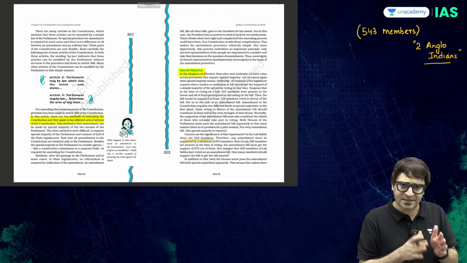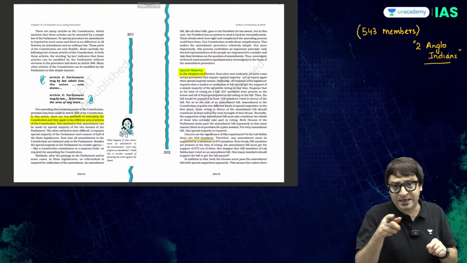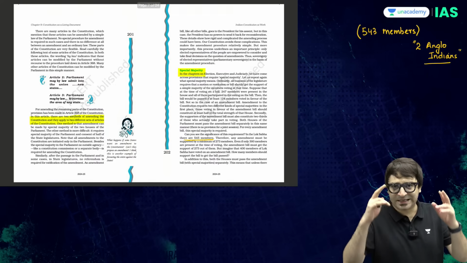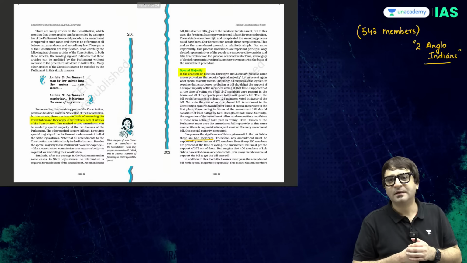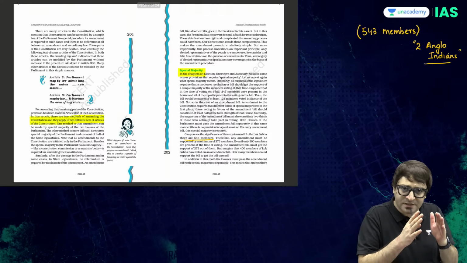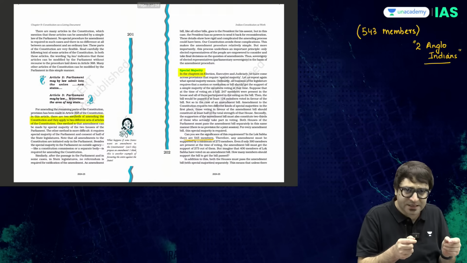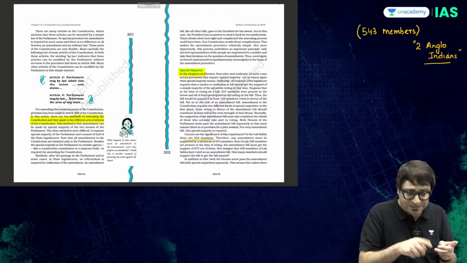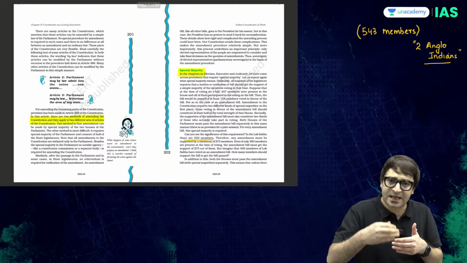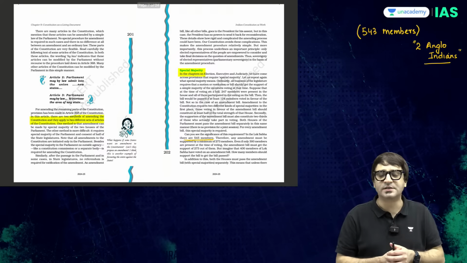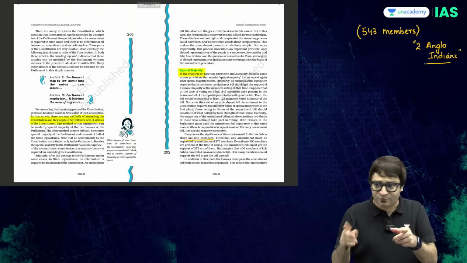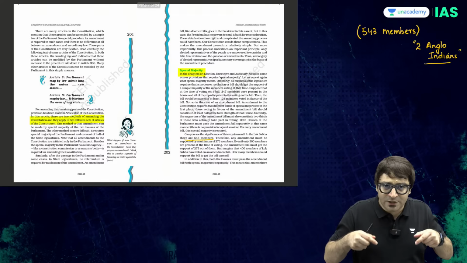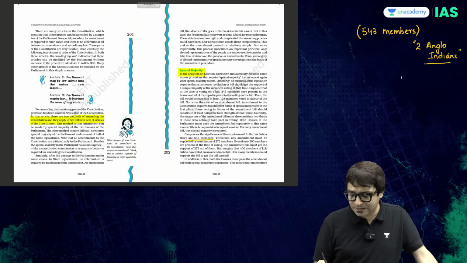Just like reservation in Lok Sabha and legislative assemblies for SCs and STs. Something that we have discussed in the elections and representation chapter, where I told you that there are seats reserved for SCs and STs, but this political reservation for SCs and STs was meant for 10 years. But each time it was extended by 10 more years, 10 more years. And this reservation for Anglo-Indians and SCs and STs was to end in 2020. But then in 2020, what happened?